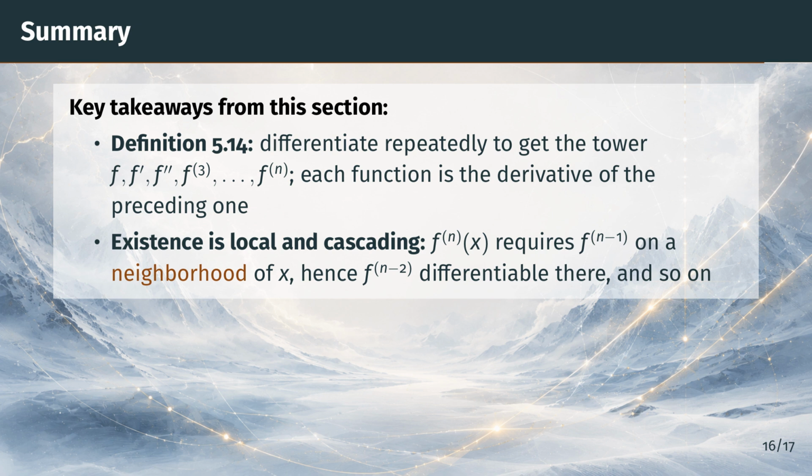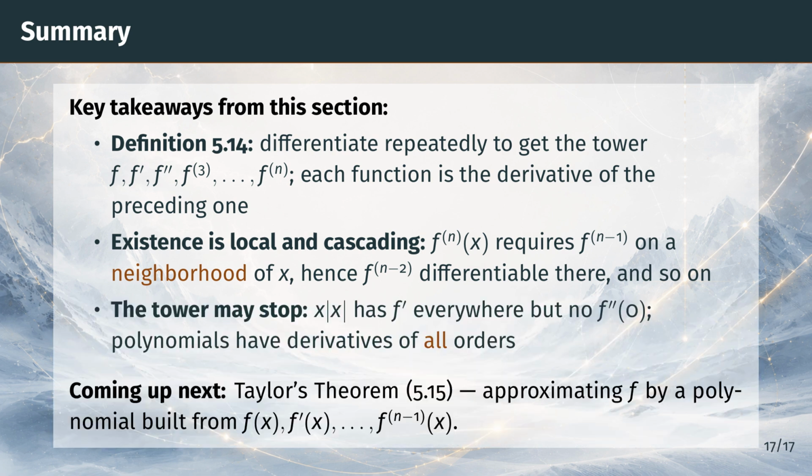Finally, let's remember the two examples. The function x times the absolute value of x is differentiable everywhere, yet its second derivative fails to exist at 0. The tower can stop. Polynomials at the other extreme have derivatives of every order at every point.